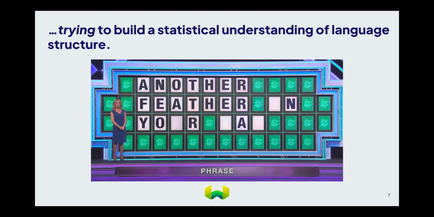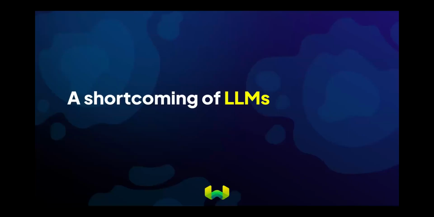So for example, in a Jeopardy or any sort of quiz like this, it could fill in these letters with another feather on your cat, because that actually does make sense if you look at the dictionary. It doesn't understand that it should be in your cap necessarily. But that's not a huge shortcoming because we can keep training them on larger corpuses.